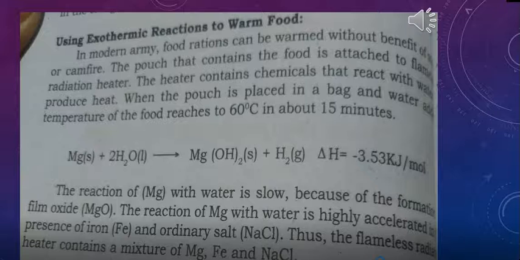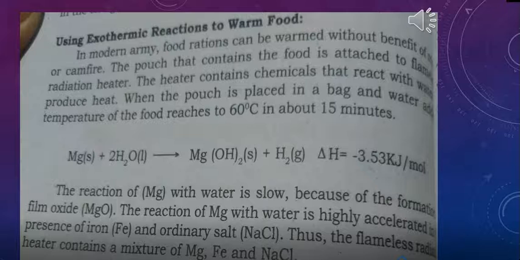This picture has been taken from your book page number 172. In this heading you can see that we use different chemicals to generate exothermic reactions. Like in the modern army, food rations can be warmed without the benefit of a stove or campfire. The pouch that contains food is attached to the flameless radiating heaters. The heaters contain chemicals that react with water to produce heat.